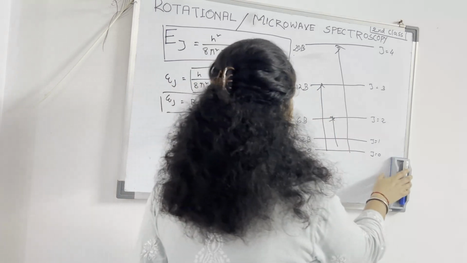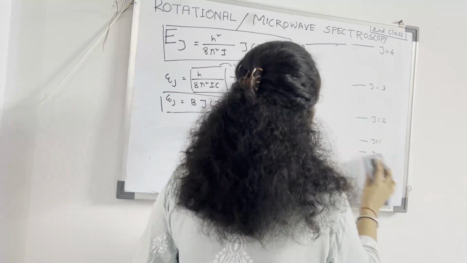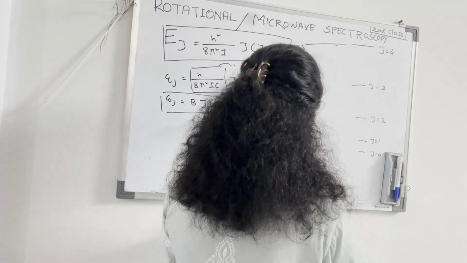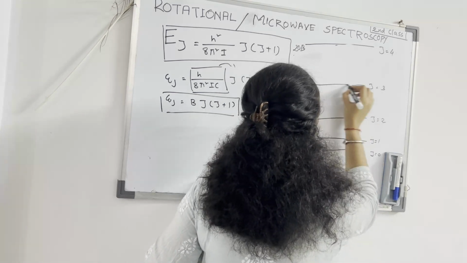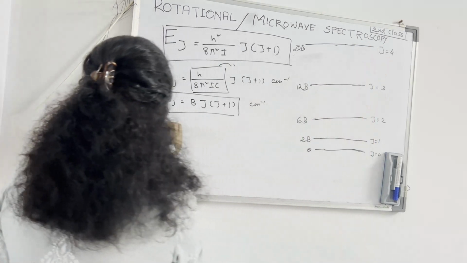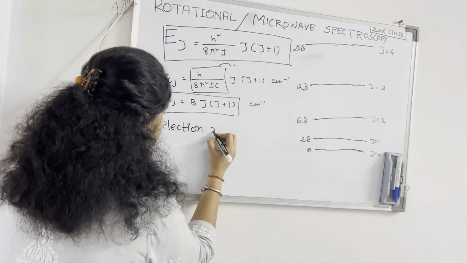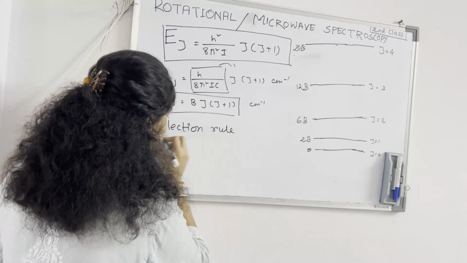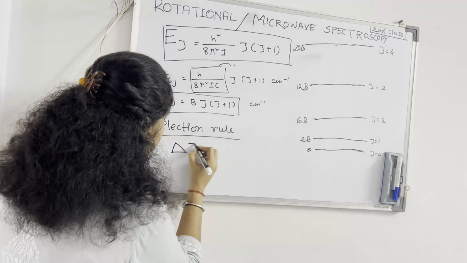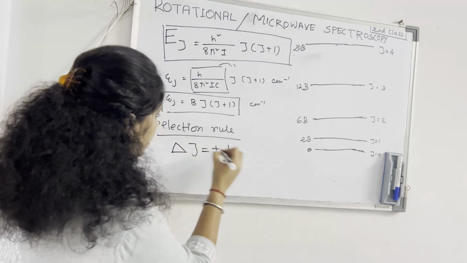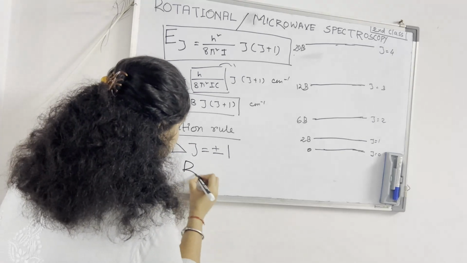Now in case of rotational spectroscopy, the selection rule is: del J, that is the change in the rotational quantum number, will be plus minus 1. Selection rule, very important. Please note it down. The selection rule for the rotational transition is del J is equal to plus minus 1. And another important thing is that this is true for the rigid rotor.